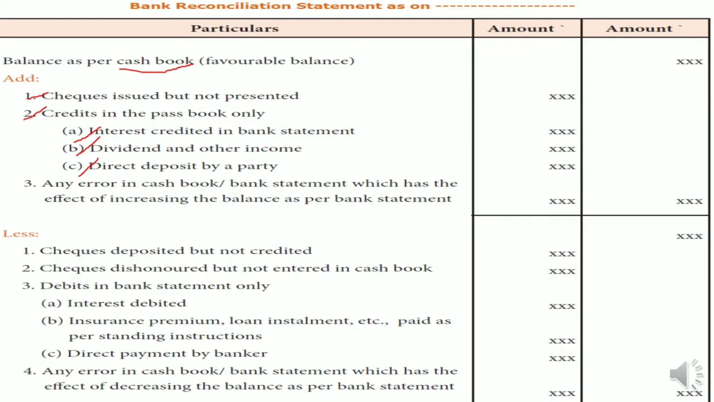As the third one, any entries in the cash book or bank statement which have an error of increasing the bank balance. So here it is nothing but an error we have committed, a two-sided error, an error of omission or making wrong side entries. So that has to be rectified.